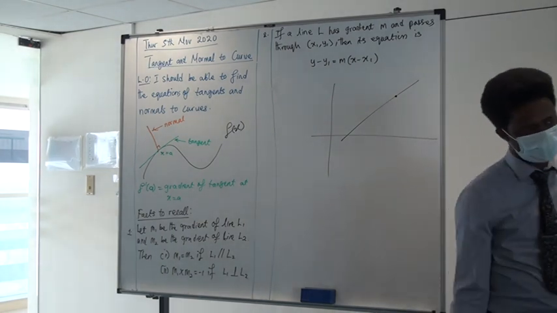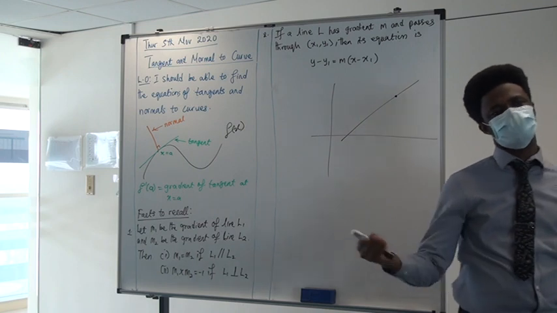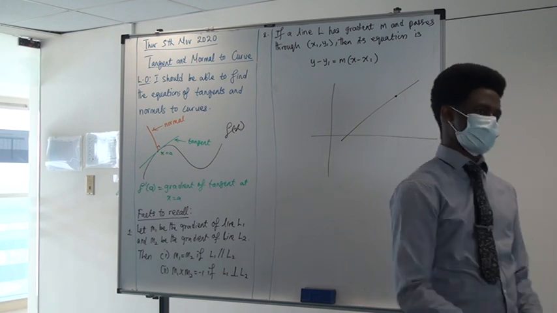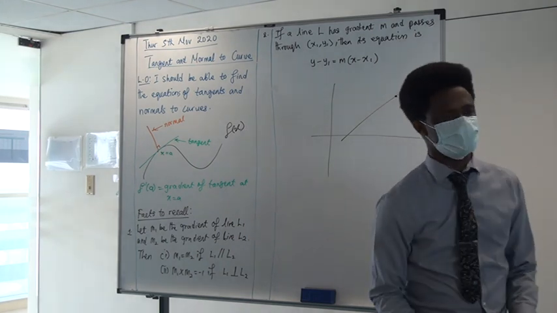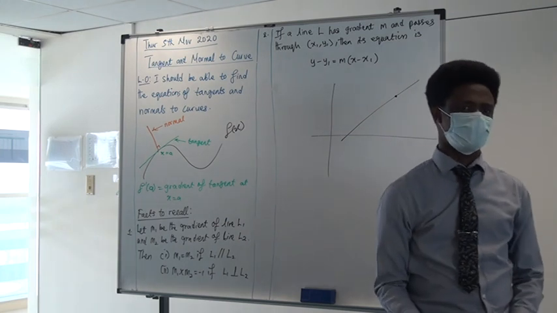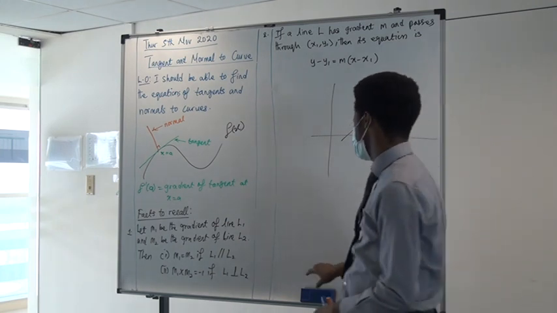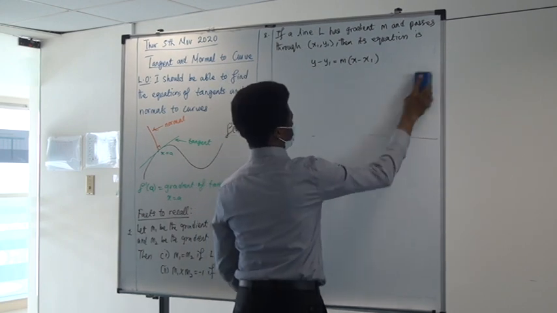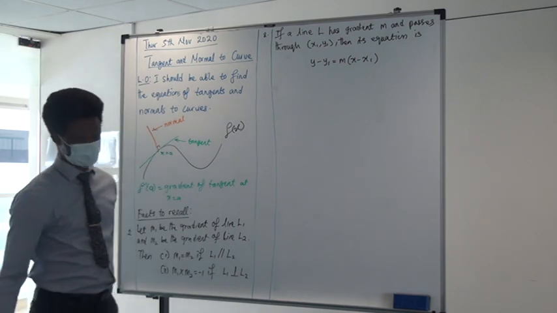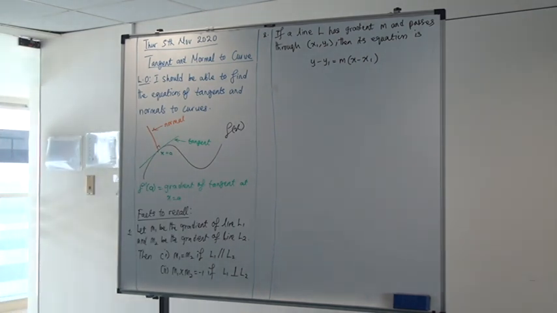We have the 2-point form. We have the gradient intercept form. Gradient intercept form means you have the gradient and the y-intercept. That is y is equal to mx plus c. Because m is the gradient, c is the y-intercept. Okay? We have double intercept form as well. We don't need to go into all that. And 2-point form is another interesting one. So these are facts that we should recall.